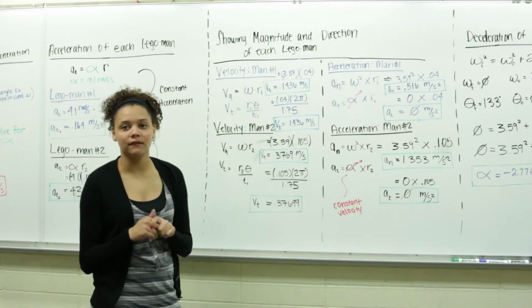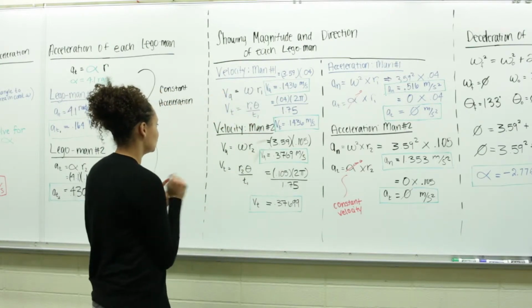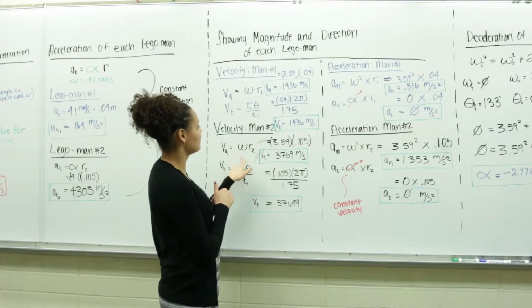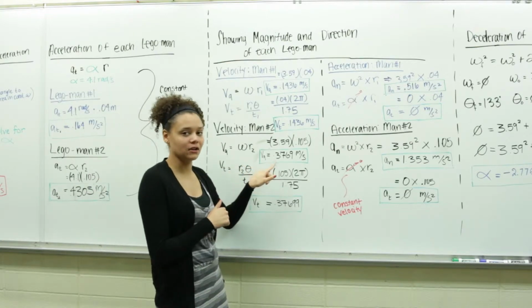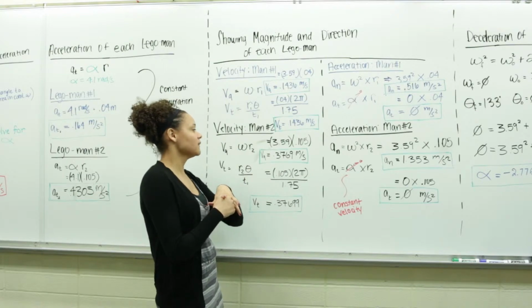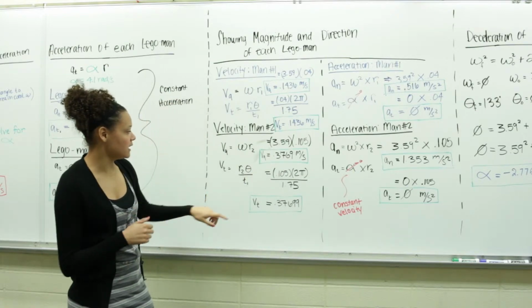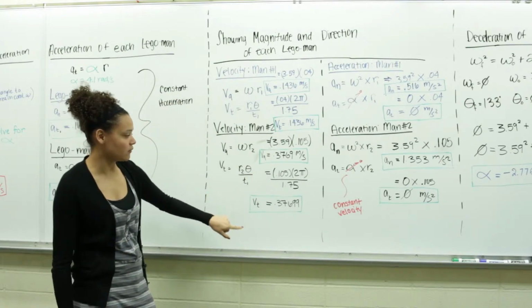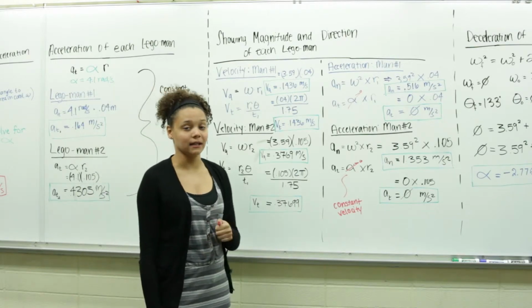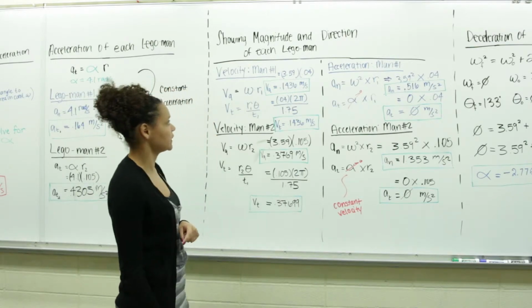Next, we find the velocity of the Lego Man number 2. So we took the same formula and it gave us a velocity in the angular direction of 0.3769 meters per second and a velocity in the tangential direction of 0.37699 meters per second.